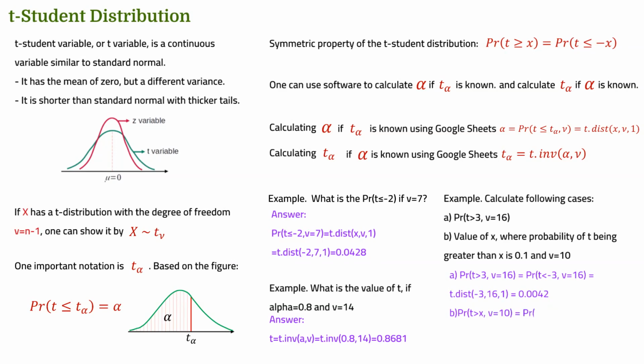which is 0.0042. B, probability of T greater than X with a degree of freedom of 10 is equal to probability of T less than minus X with degree of freedom of 10 equal to 0.1, which means minus X is T.INV(0.1, 10), which is minus 1.3722, which means X is equal to 1.3722.